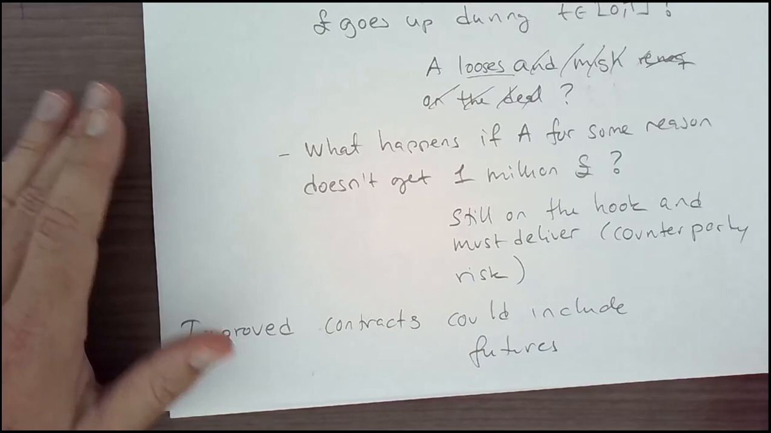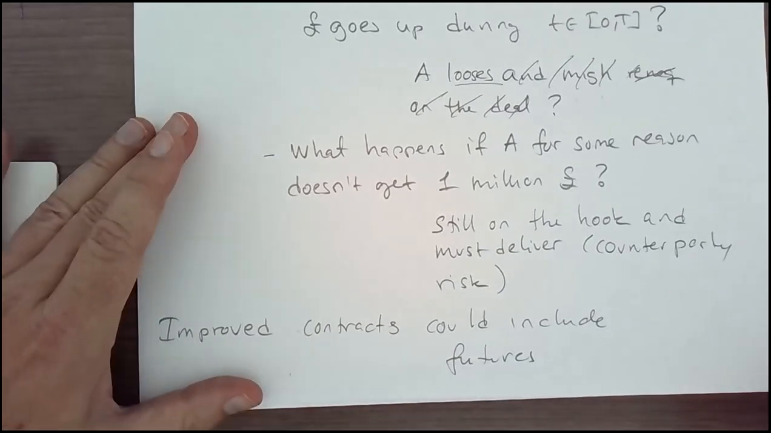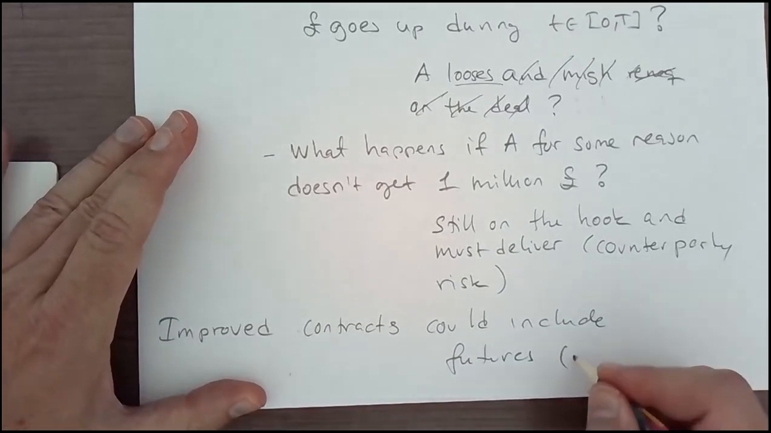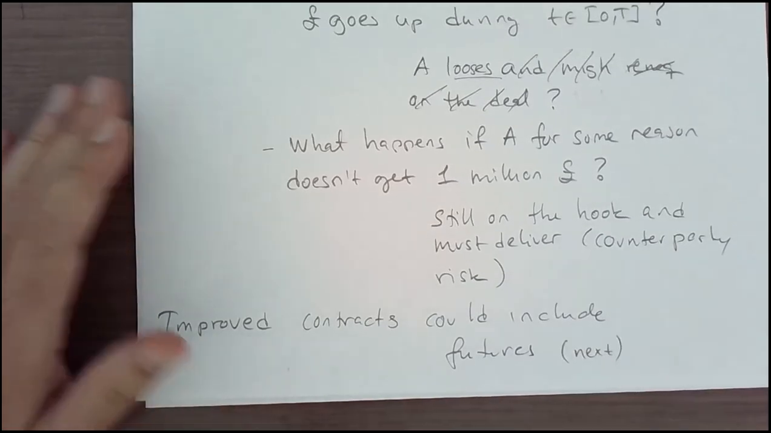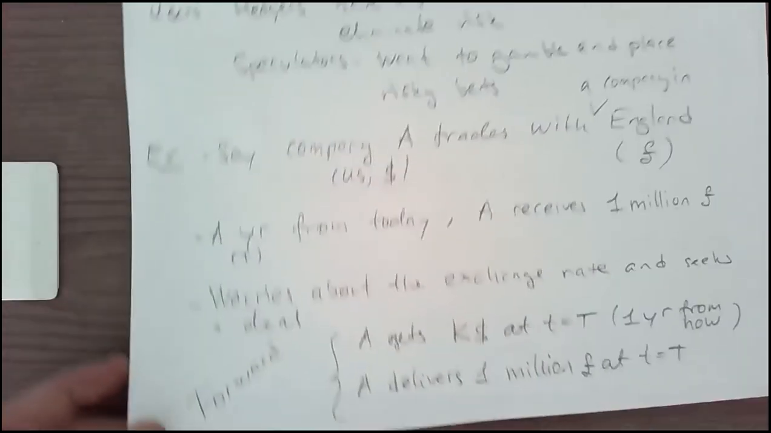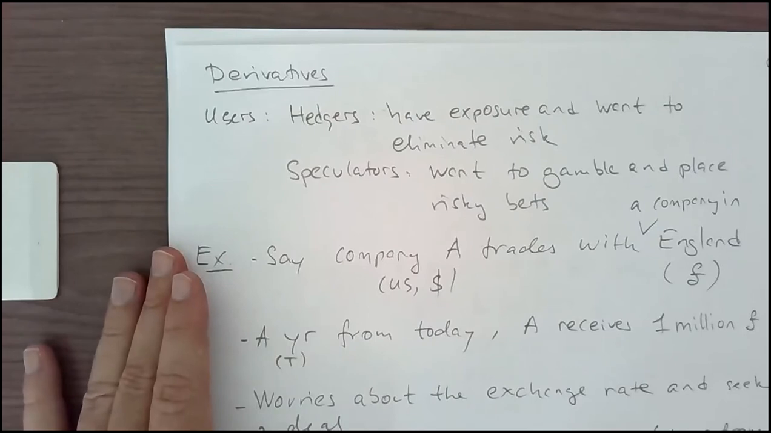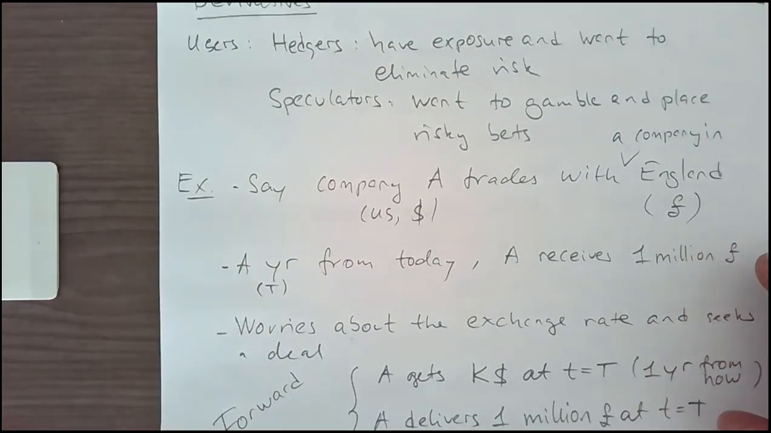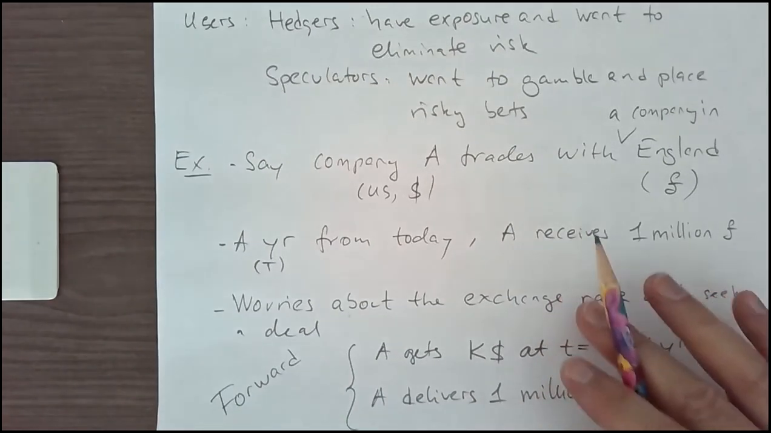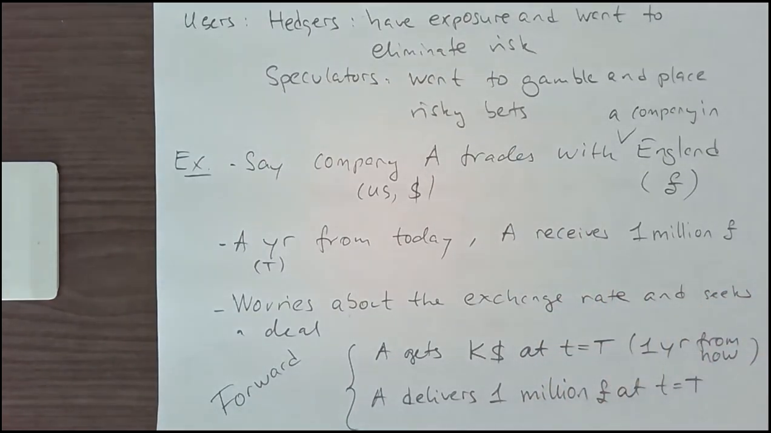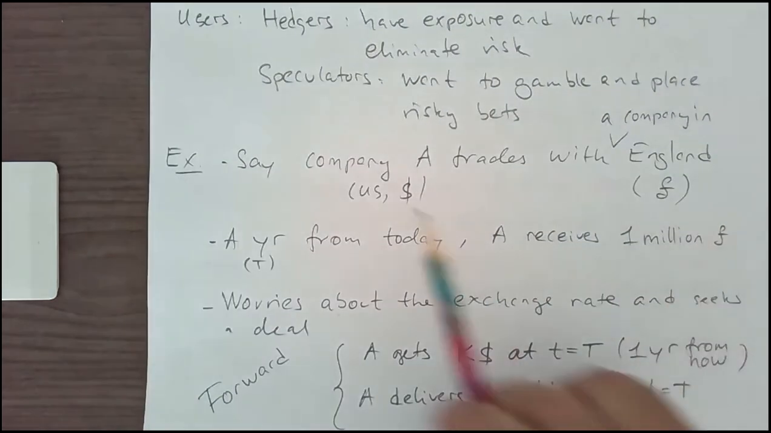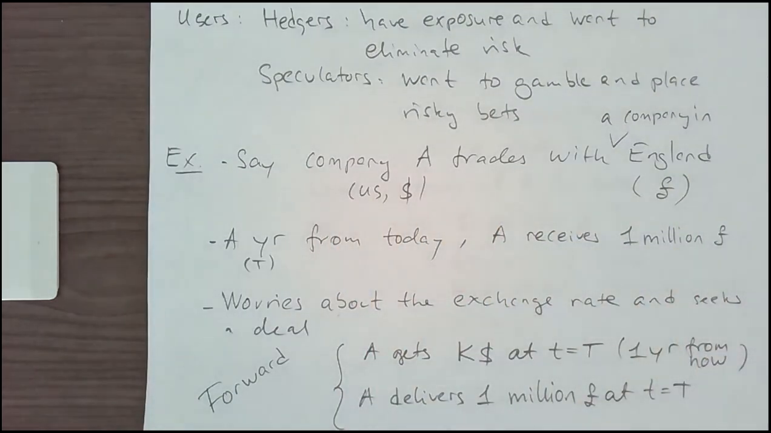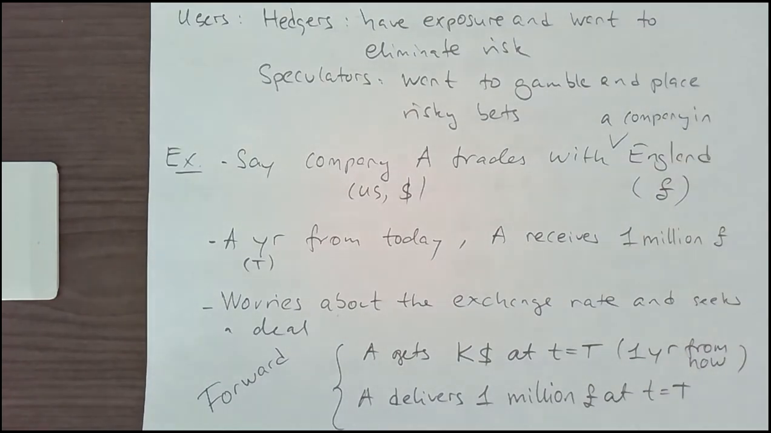I can see we're out of time here. It's an hour and a half in, so we'll do this next time. Right. So for now, I want you to know a derivative. A main example of a derivative is such a forward like what we have here, where you have a company that has exposure. You could have this in many different cases. Here we're talking about a company that trades with another company in a foreign country, so he's worried about the exchange rate.